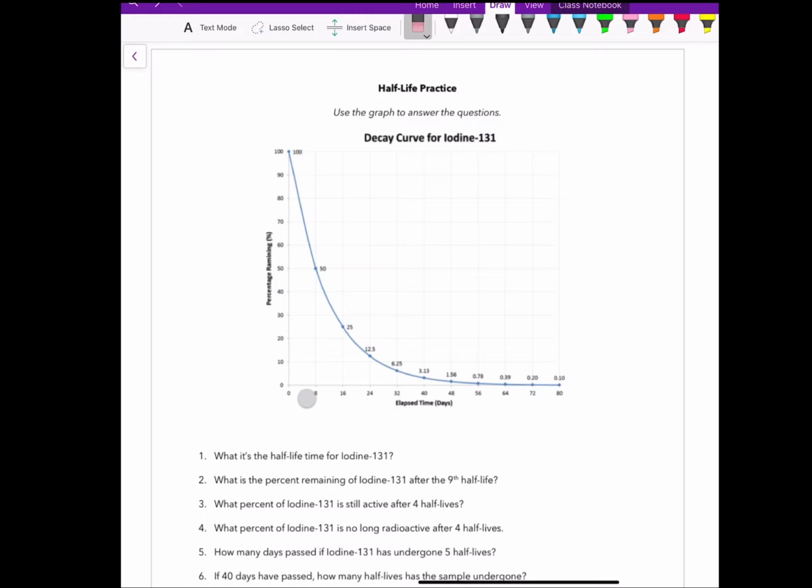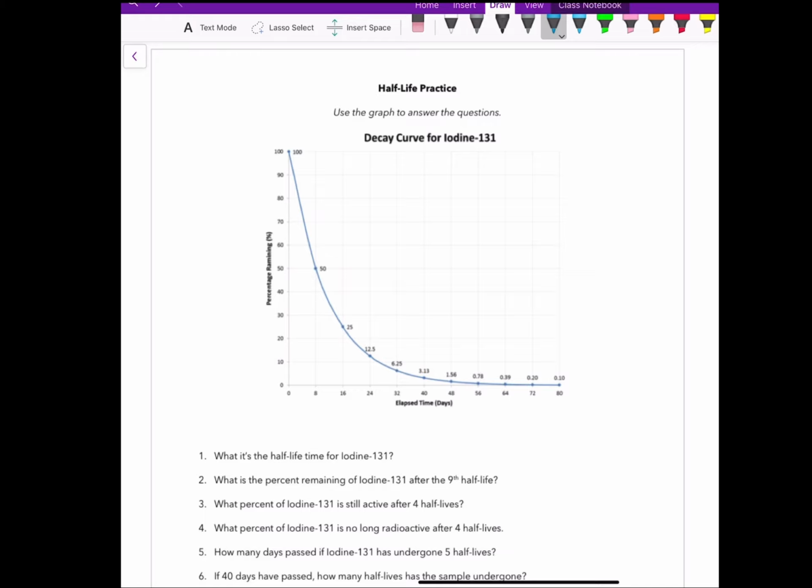On our x-axis, we have elapsed time in days. On our y-axis, we have the percentage remaining, and we have this really good half-life shape for exponential decay. So number one, what is the half-life for iodine-131?